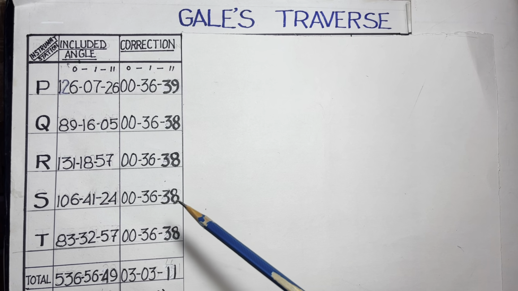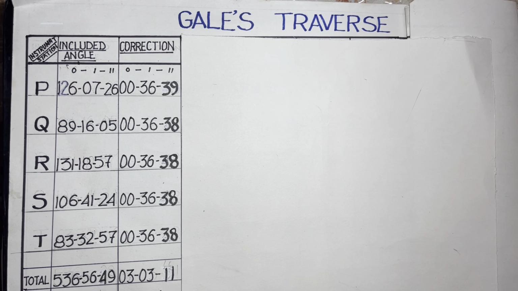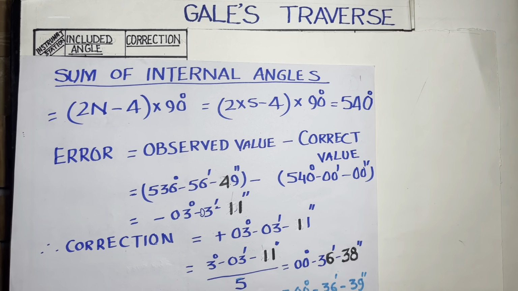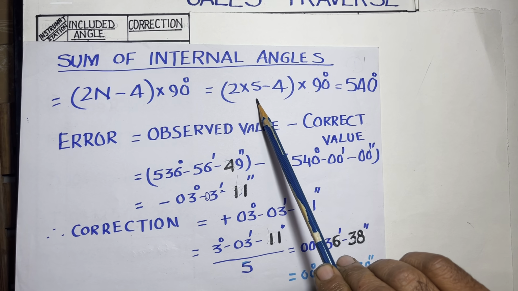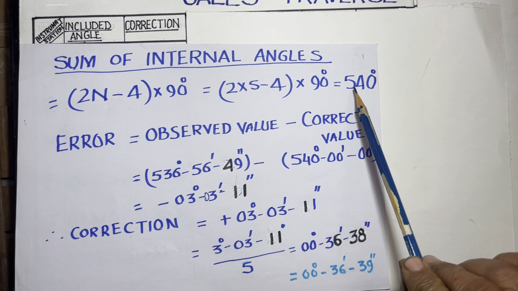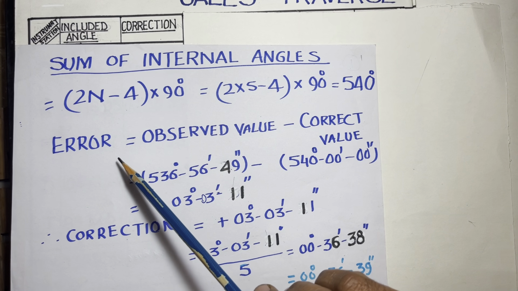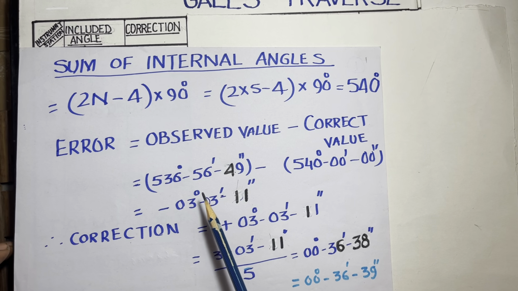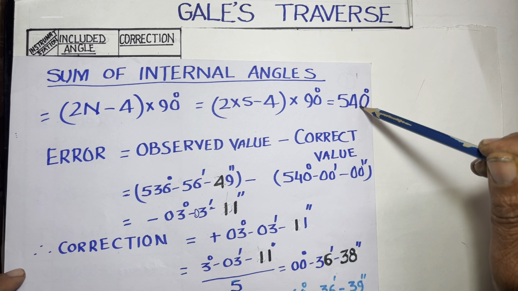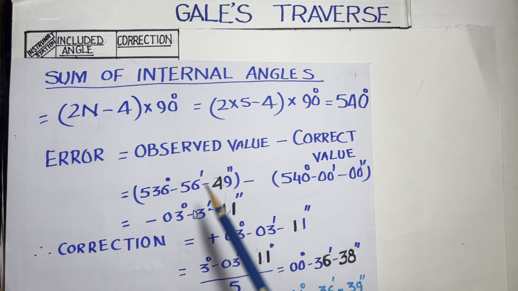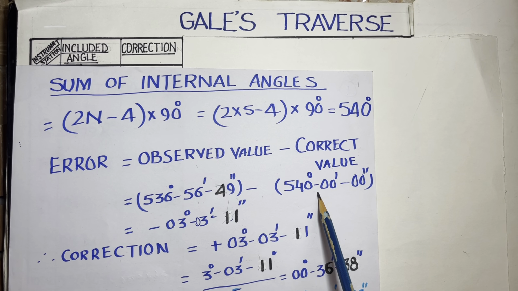As we did in the compass survey, the sum of the interior angles must be equal to, by this formula as you can see here, (2n minus 4) into 90 degrees, where n is the number of sides. In this we have five sides, so the sum of the internal angles must be equal to 540 degrees. We have calculated the internal angles, the observed values you have seen in the table. The observed value of the angle sum is 536 degrees 56 minutes 49 seconds, but according to the rule it should be 540 degrees. So here we have to find the error. Error is given by the observed value minus the correct value. This is the observed value, and this is the actual value that should be there.